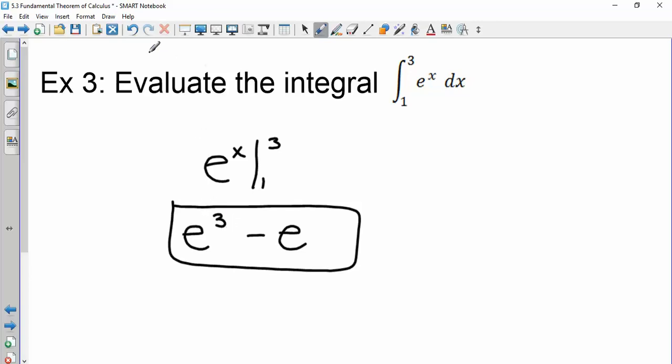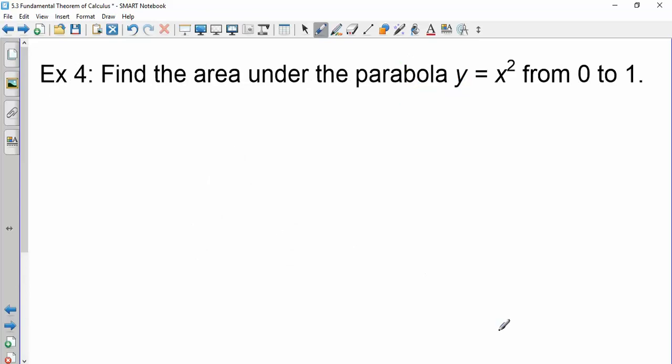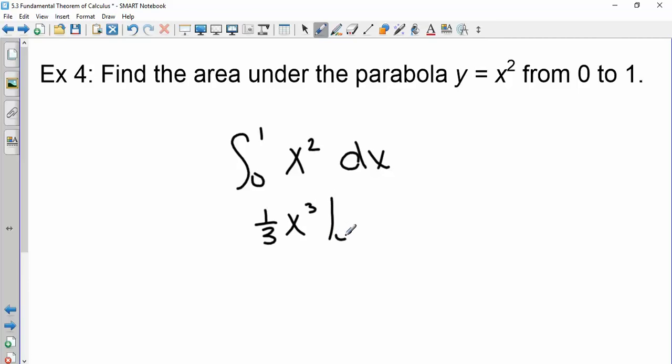Why don't you guys try the next two examples? Just an integral from 0 to 1 of x squared dx. So that would be 1/3 x cubed from 0 to 1. And you should have just gotten 1/3.